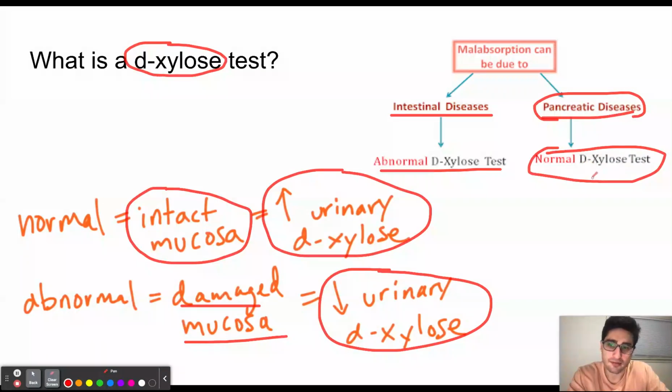And the reason again for this is because D-Xylose does not need any of these enzymes produced by the pancreas in order for it to be absorbed in the intestine. The only thing that we need is a functional mucosa for D-Xylose to be absorbed.